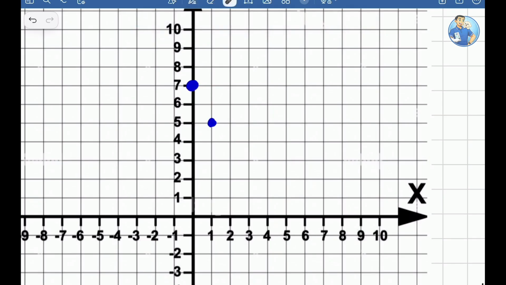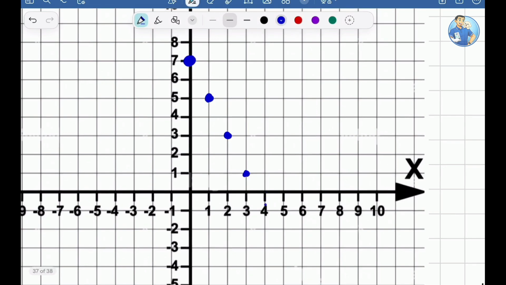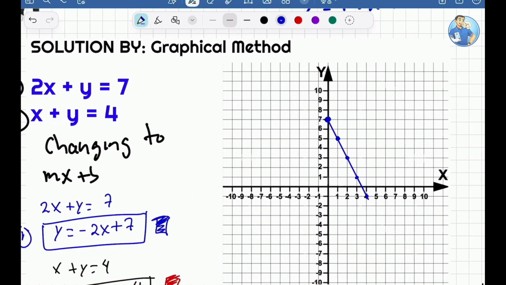If we continue by doing this, 1 unit horizontally, 2 vertically downwards, this is point 2. We can continue to the next one: 1 unit, and 1, 2. Something like this. Then we can join the points like this. This is the line, the first equation.